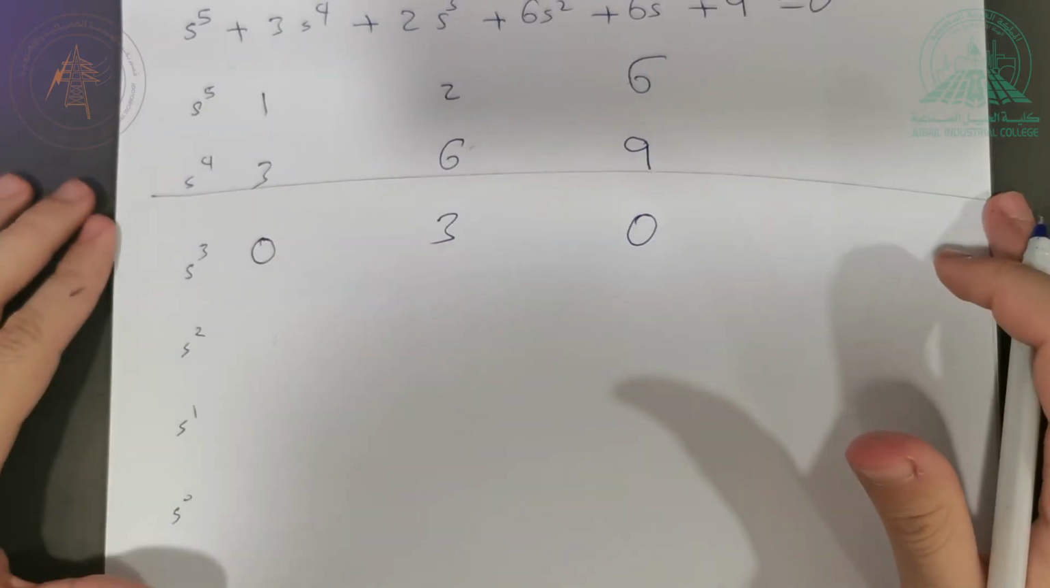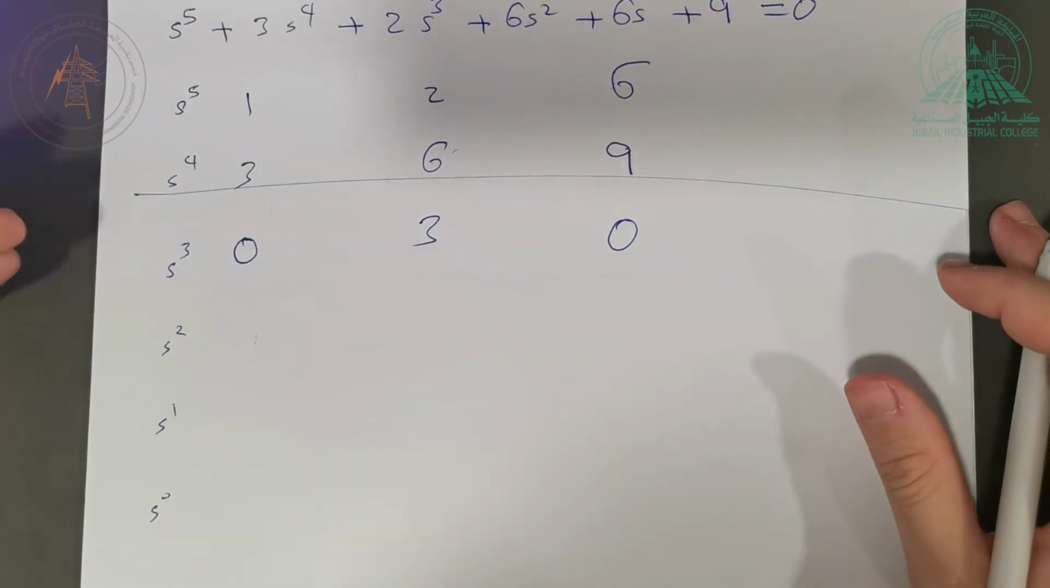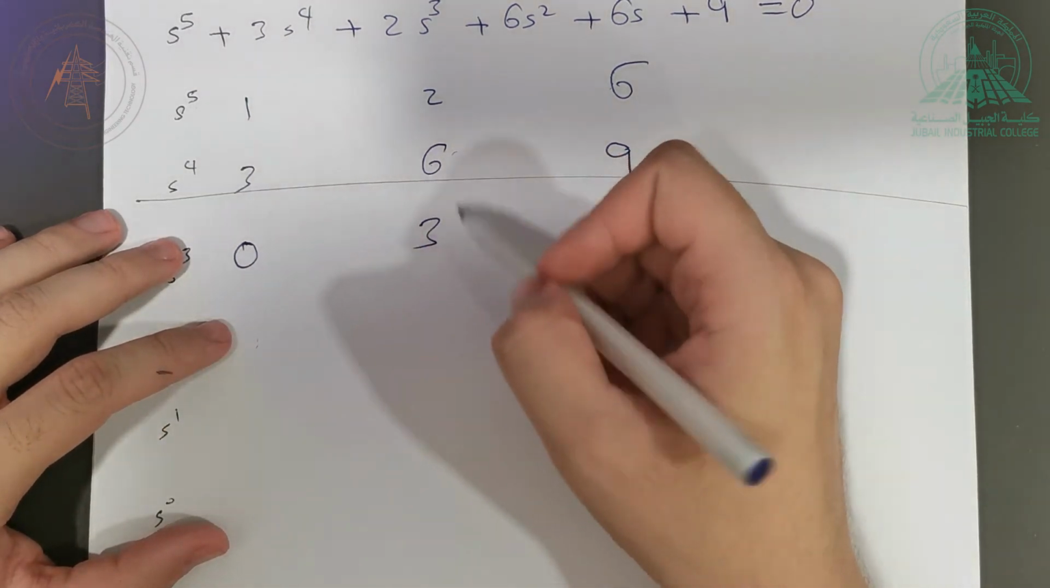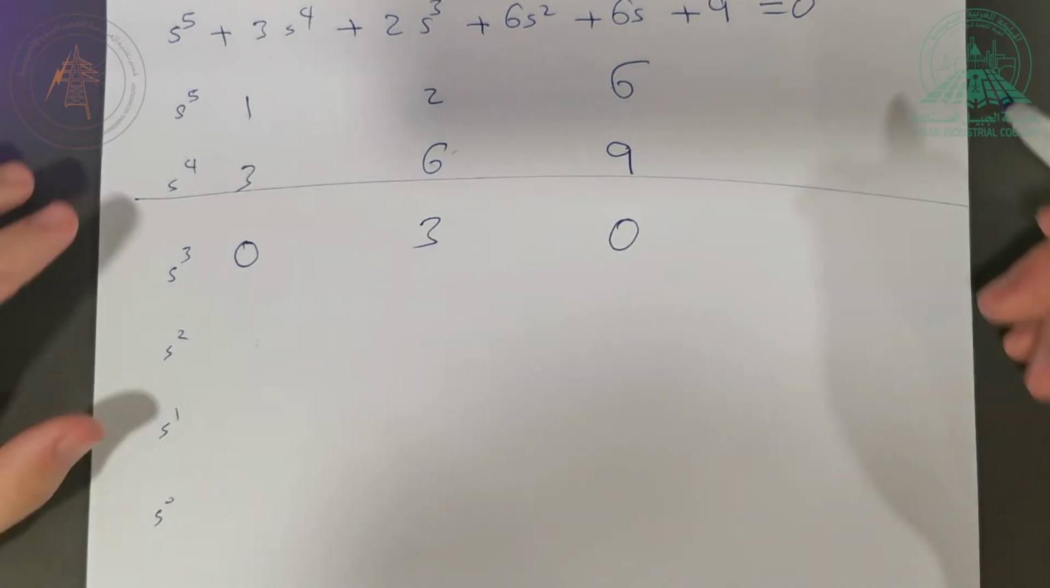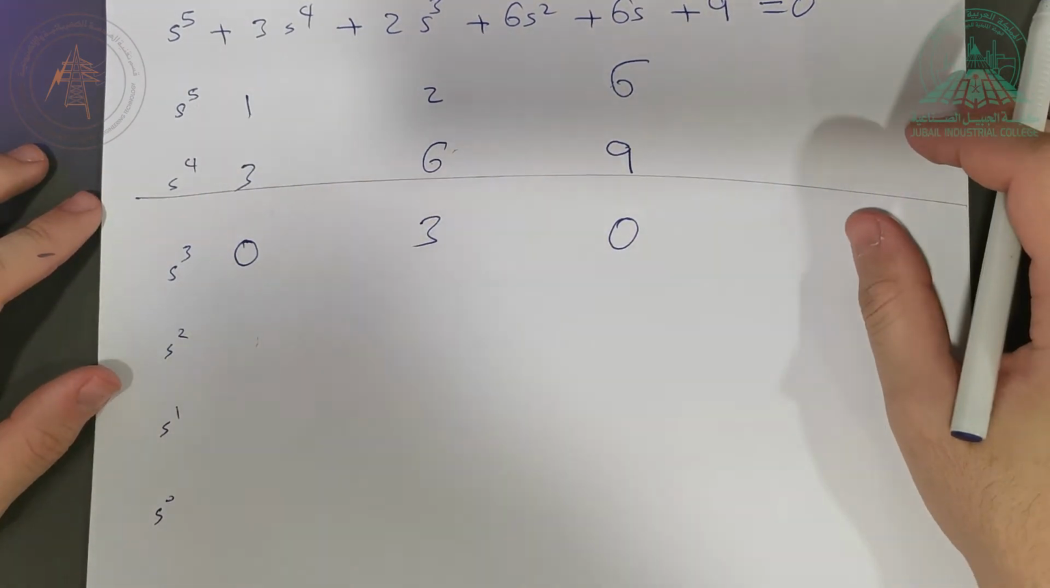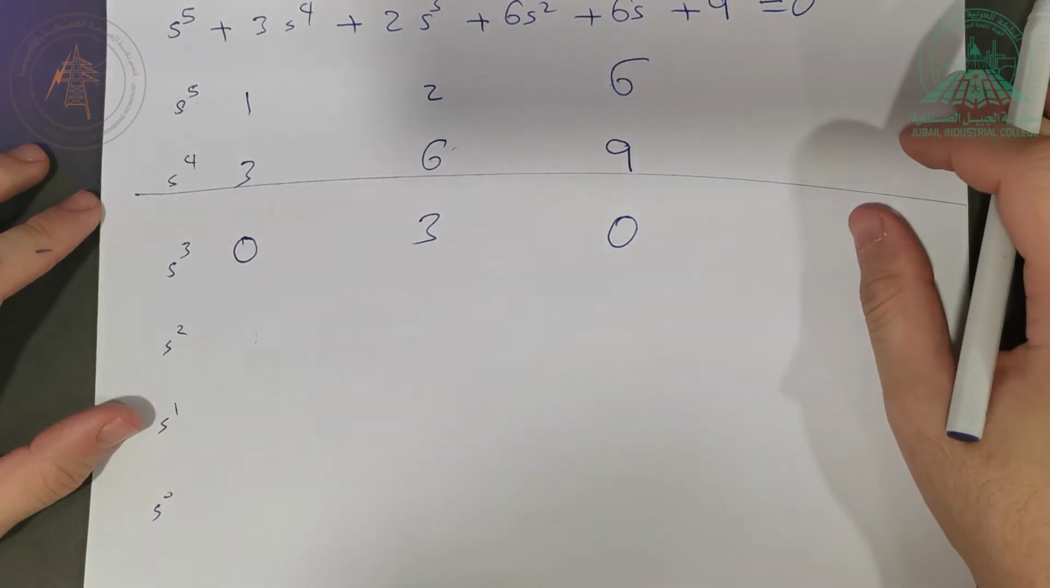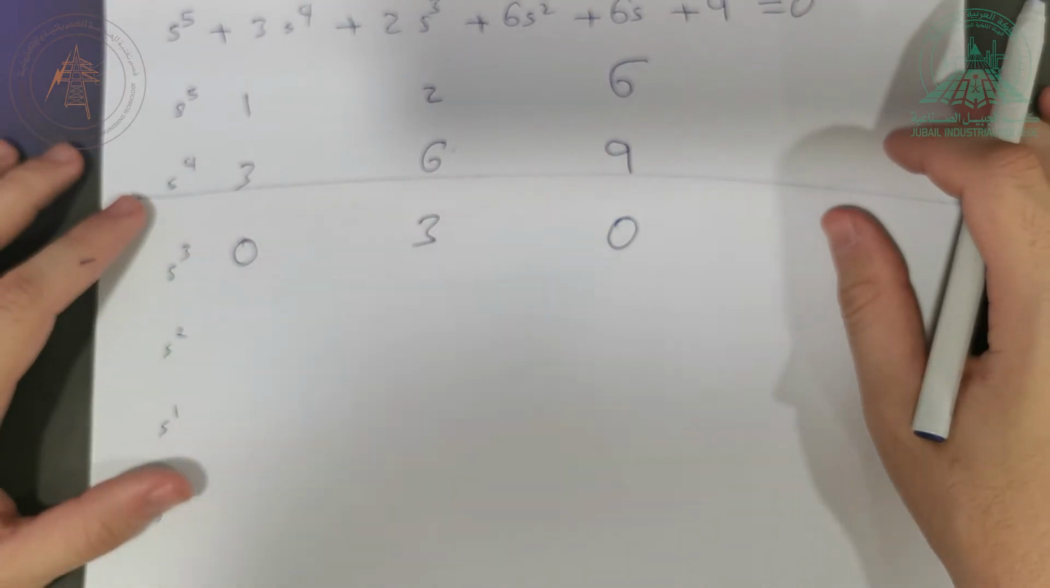I cannot just do it this way because I'm going to have 0 minus 9, so minus 9 divided by 0. So minus 9 by 0, we don't know what that is. We cannot find it. We cannot divide by 0, right? So how do I solve this issue?